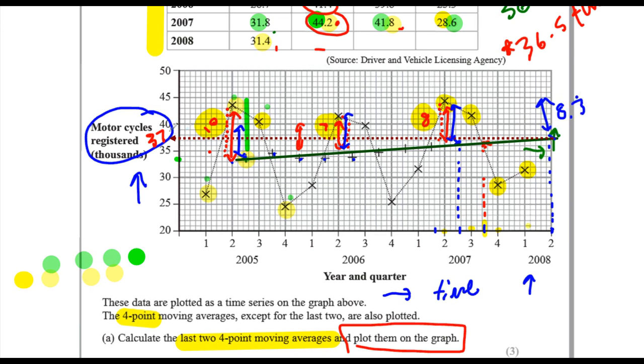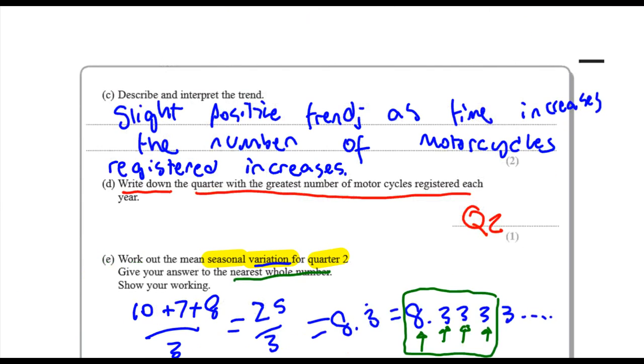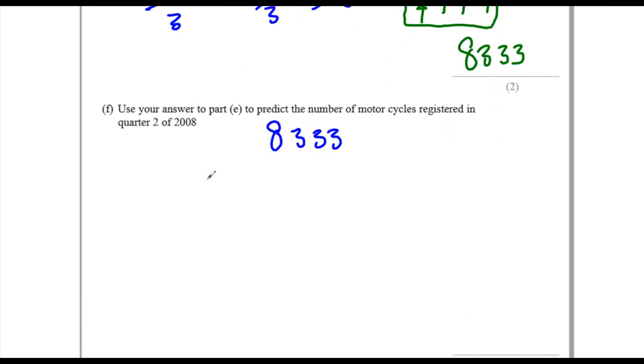Now remember, before we read this off we said it was 37, so we need to do 37 or 37,000 plus 833. Okay, so plus 1,000, and you get the answer of 45,333.